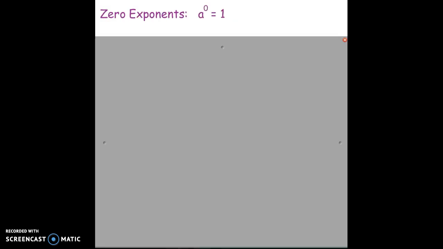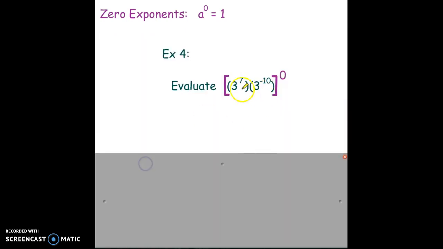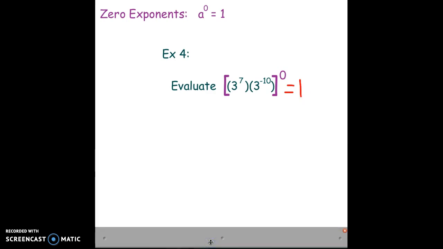Our last rule is for zero exponents. We saw this in the example of that table there. Anything at all to the 0 power is 1. So if I've got this giant thing, 3 to the 7th times 3 to the negative 10th, all to the 0 power, those are beautiful, wonderful, amazing problems because all that happens is that it turns into a big fat 1. And no, you cannot just say, well, I'm going to take this entire equation and put it to the 0 power to make it turn into 1. Doesn't quite work that way, but nice try.